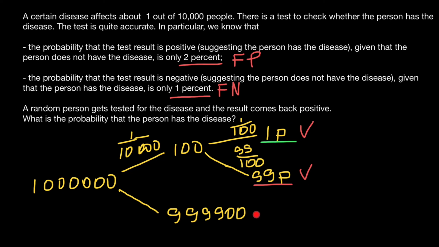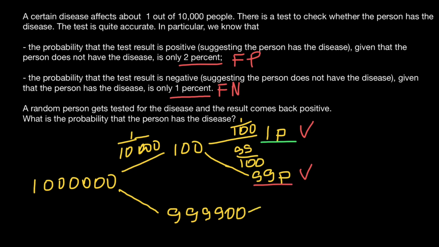Now let's talk about this group of people. We know that out of this million, only 100 are going to have this disease. The rest are not going to have the disease. But our test is going to show 2% of false positives in the whole population. So out of these people, 2% we expect to be falsely positive.